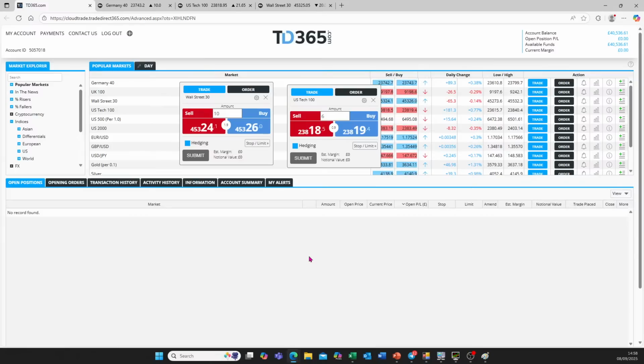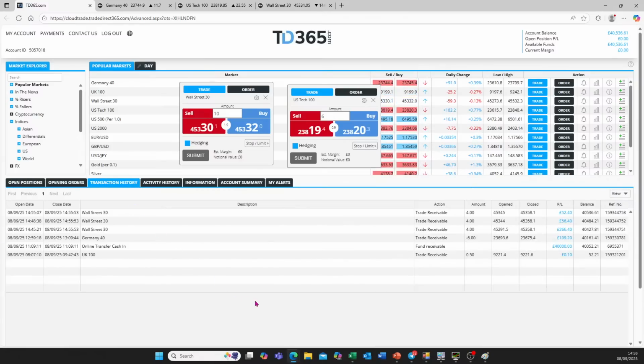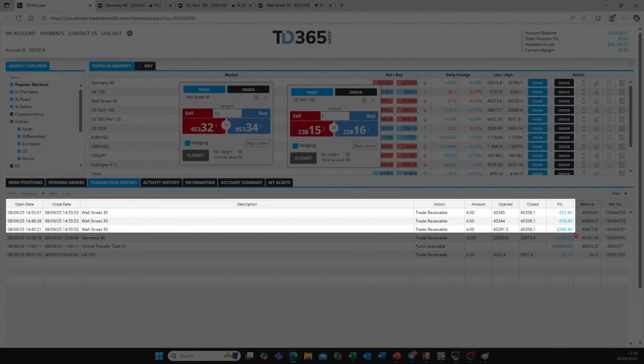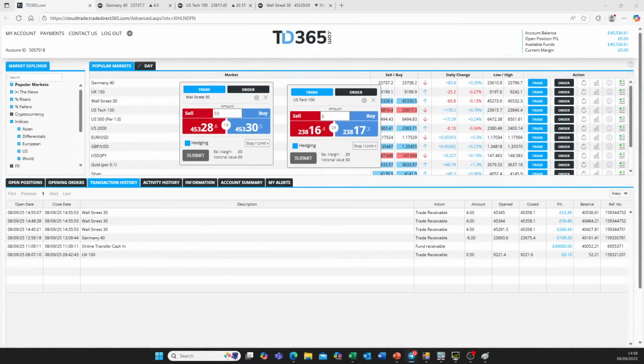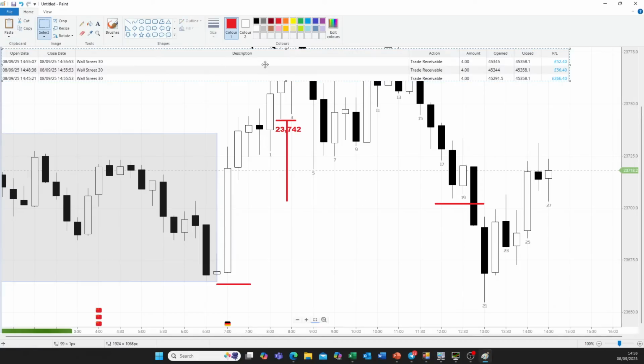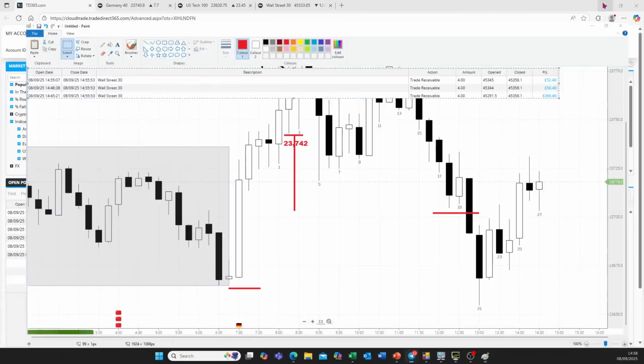So I'm back. On Telegram, I made a screenshot of my trade. It looks like this. Posted it for transparency on Telegram.